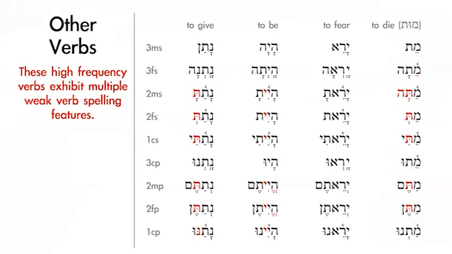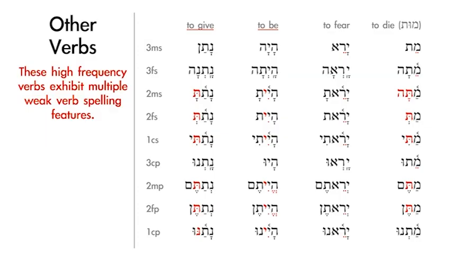Finally, before we move on, let me just identify a couple other high-frequency verbs that you should give some special attention to. The first verb is the verb nathan, to give. You'll observe in this paradigm, highlighted in red, that the nun in third root position has assimilated as a dagesh forte into the tav of the perfect sufformative. Now, we covered that back in chapter 13, but it's important to review that because this is a high-frequency verb in Biblical Hebrew.